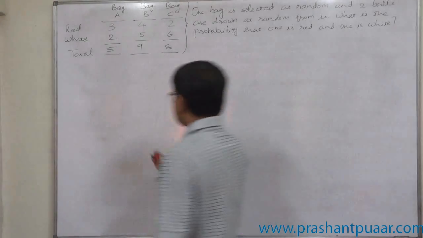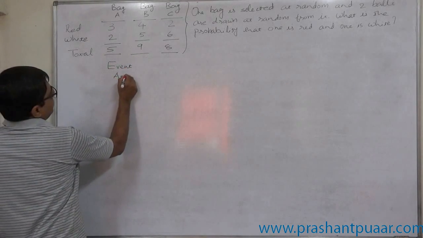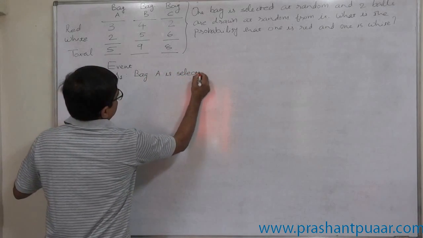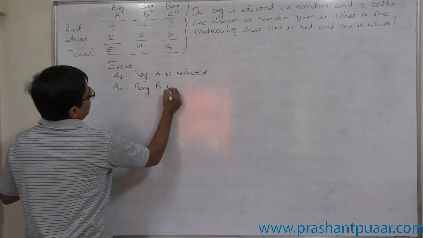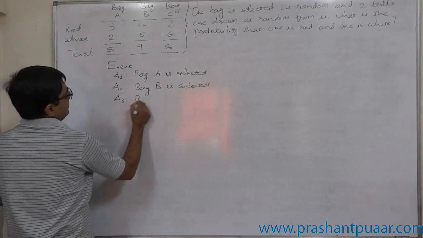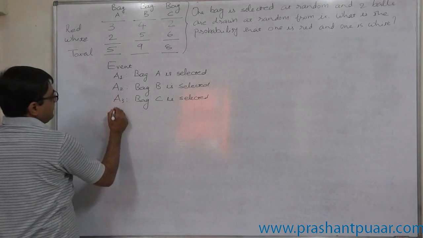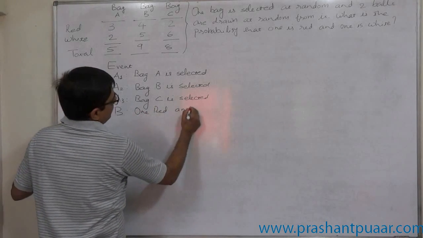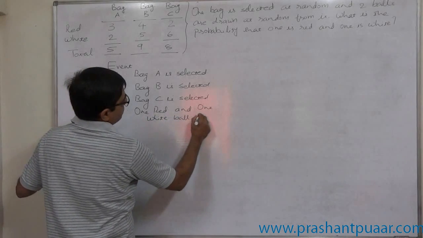Yes. First of all, as usual, let us use signs. Event A1 is bag A is selected. A2 is bag B is selected. A3 is bag C is selected. And B is one red and one white ball is selected.